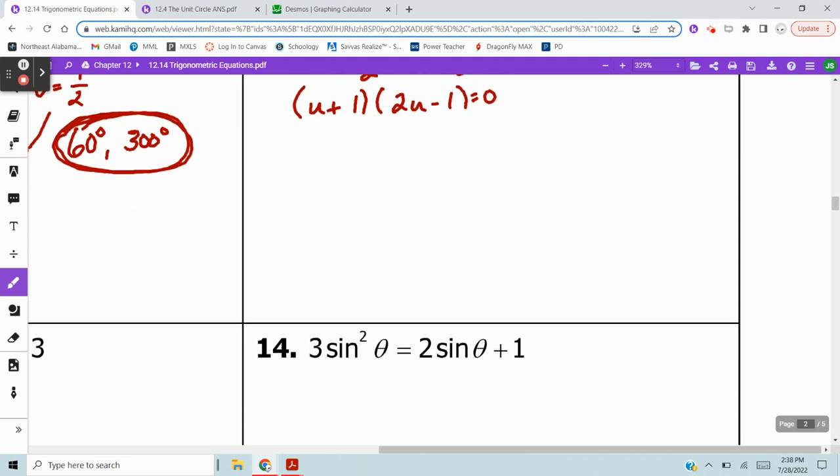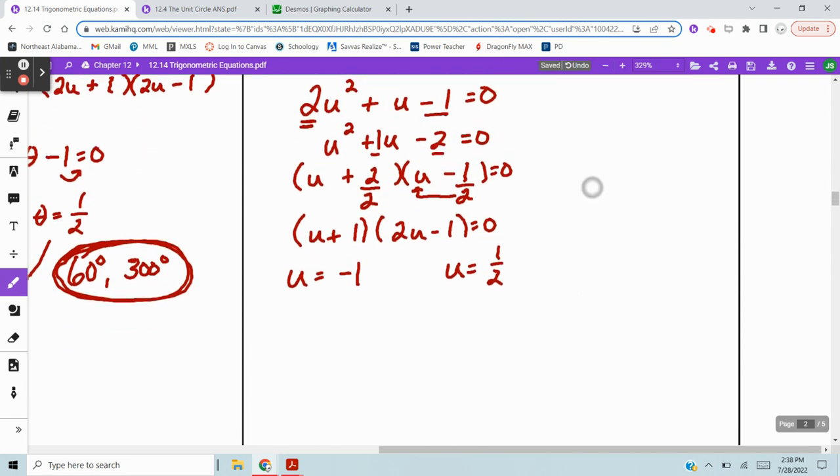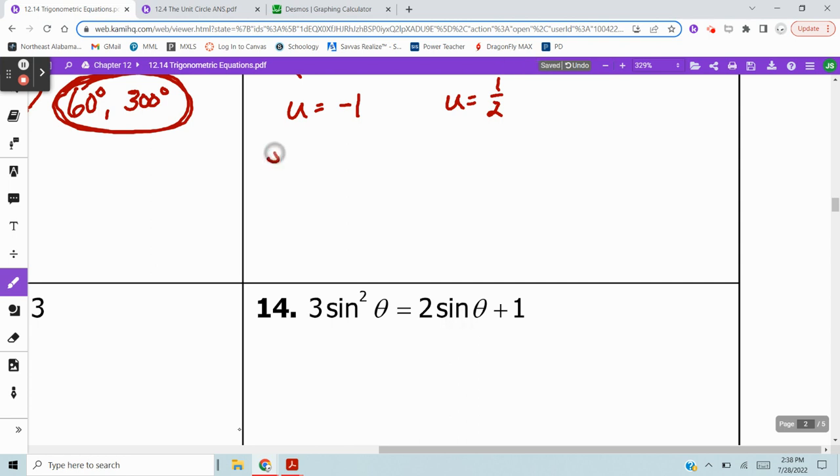And I'm going to go ahead and solve these. So my u values would be negative 1, or if I move the 1 over and divide by 2, my second u value is a half. Now go back and ask yourself, what was u again? U was sine. So therefore, my two equations are the sine of theta is negative 1, and the sine of theta is equal to a half, and then we're going to work it from there.